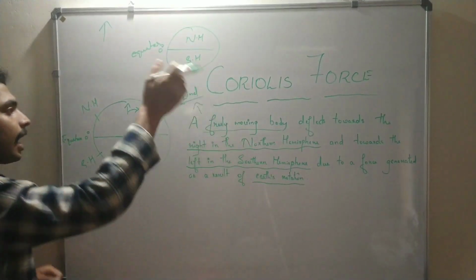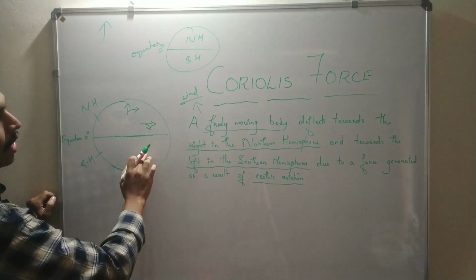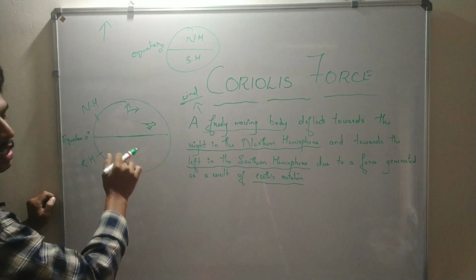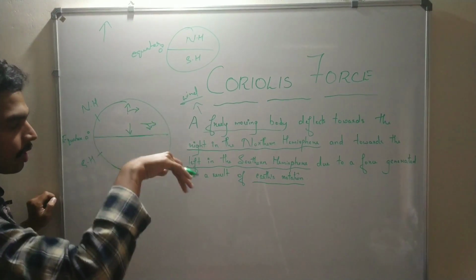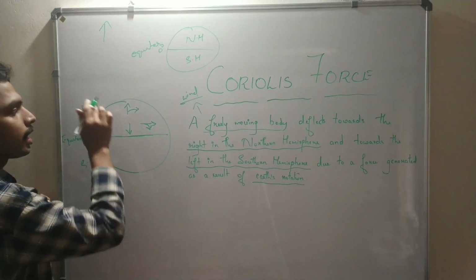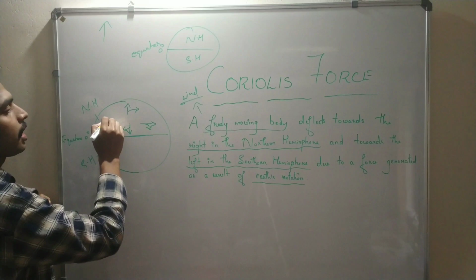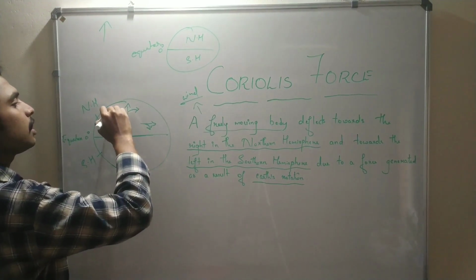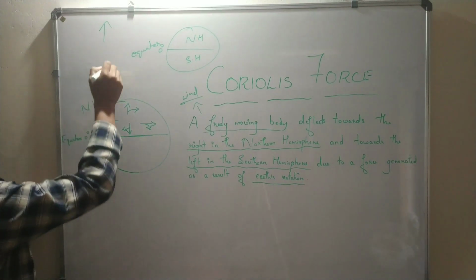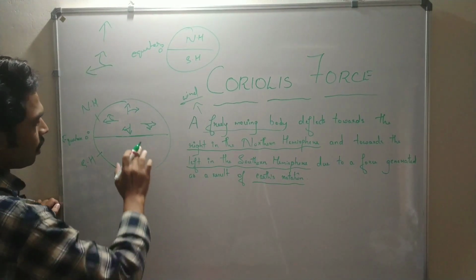So likewise, the wind is supposed to blow in this direction, but due to Coriolis force, it changes its direction to the right side. If the wind is blowing in this direction also, in the northern hemisphere, it will deflect towards the right. In this case also, it will deflect towards the right. So the wind is supposed to go that way, but it will deflect towards the right direction.